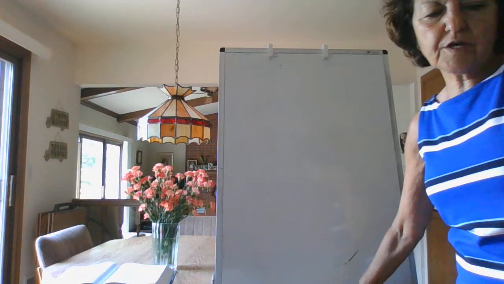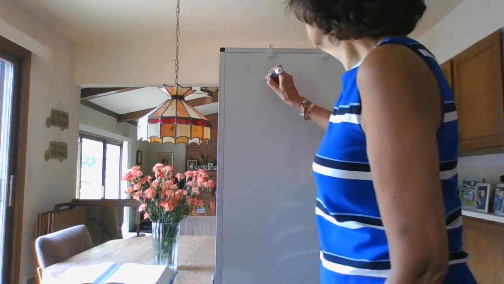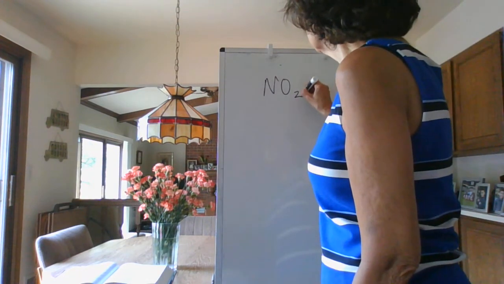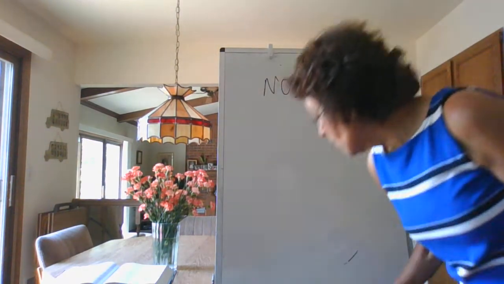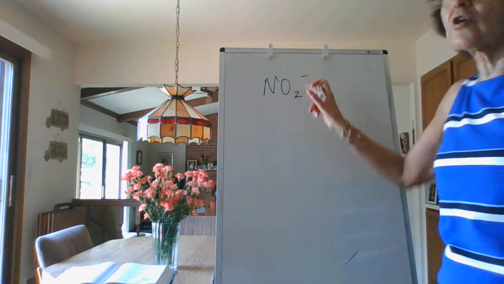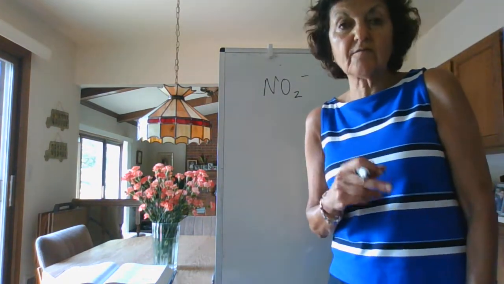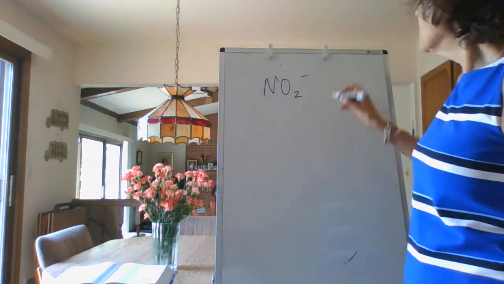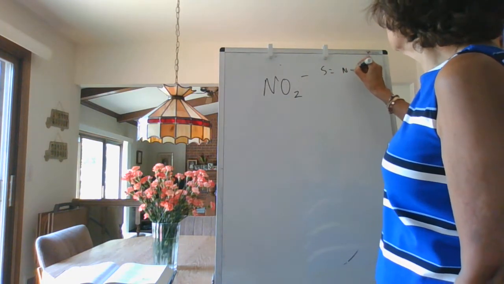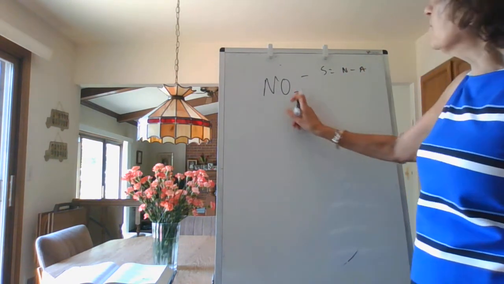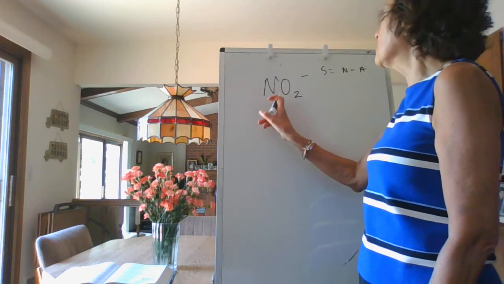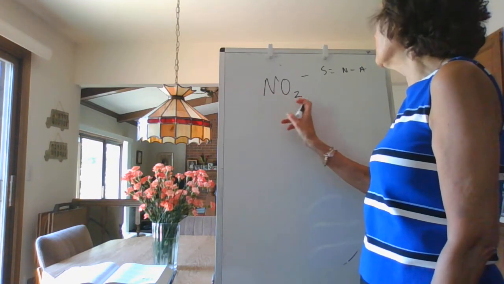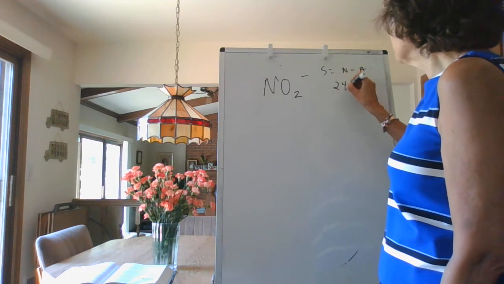Here's a bit of a tricky one. Nitrite. Anytime you have a polyatomic ion, you have to include the charge in the A value, the available value. Remember, S is equal to N minus A. What is the N value? Everybody's 8. So the oxygen is 8, the nitrogen 8, that's 3 of them. 3 times 8 is 24.